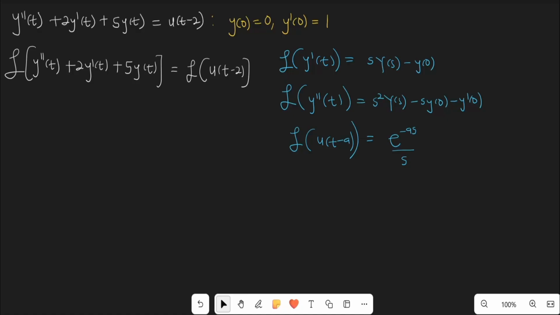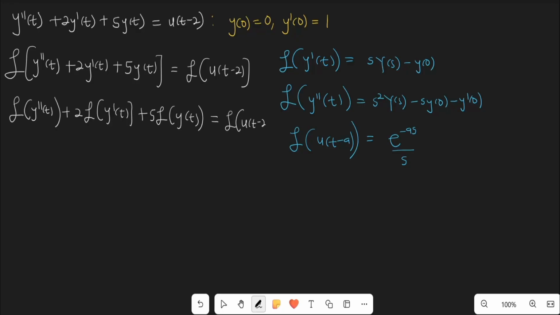So now on the left hand side, applying the linearity property, that is going to be the Laplace transform of y prime prime of t plus 2 times the Laplace transform of y prime of t, like this, plus 5 times the Laplace transform of y of t. And this is equal to the Laplace transform of the unit step function, which is u of t minus 2, like this. Cool stuff. So now let's apply this.